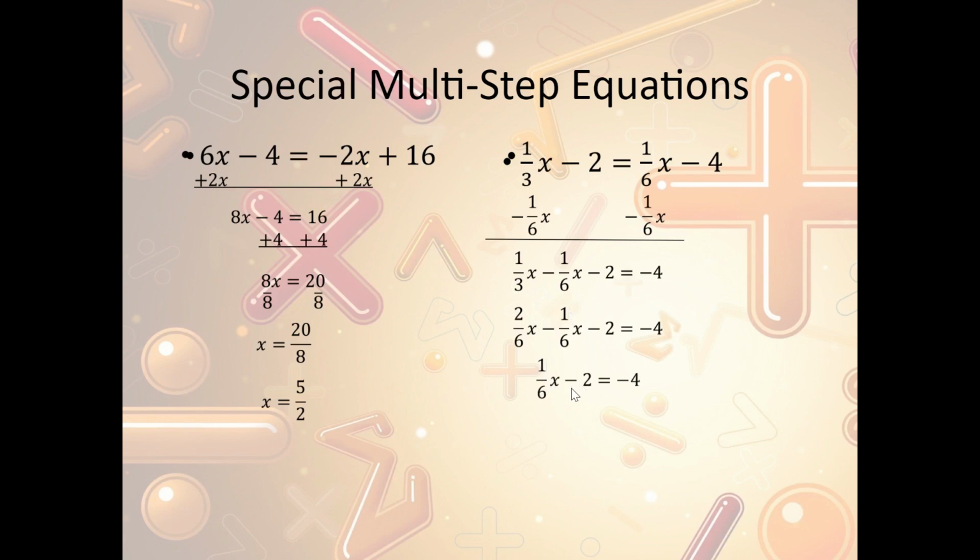So I'm going to go ahead and add 2 to both sides. And I get 1/6 x is equal to negative 4 plus 2 is negative 2. Now 1/6 is multiplying by x. So I'm going to undo that by multiplying by the reciprocal, which is 6 over 1, or 6. So I'm left with x by itself is equal to 6 times negative 2, which is negative 12.